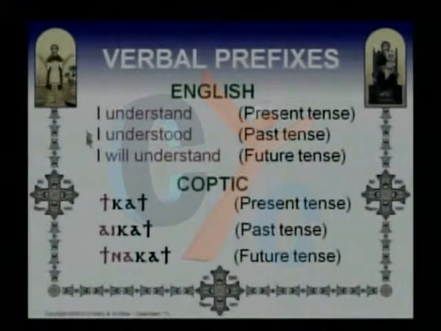In Coptic, we don't touch the verb. We touch this prefix at the beginning. It's like the I here. In the Coptic, that's what we change. The verb is the same. Understand in Coptic is kati. So if I want to say I understand, it is ti kati. If I want to say I understood, I don't change the kati into a different thing. I change the T. Instead of T, it becomes I. So I kati means I understood. I will understand, it will be ti na kati. As you can see, kati is the same in all three cases. It did not change. We did not add anything to the verb. But what we change is this, what we call the prefix, the verbal prefix. For the present, it is T. For the past, it is I. For the future, ti na.